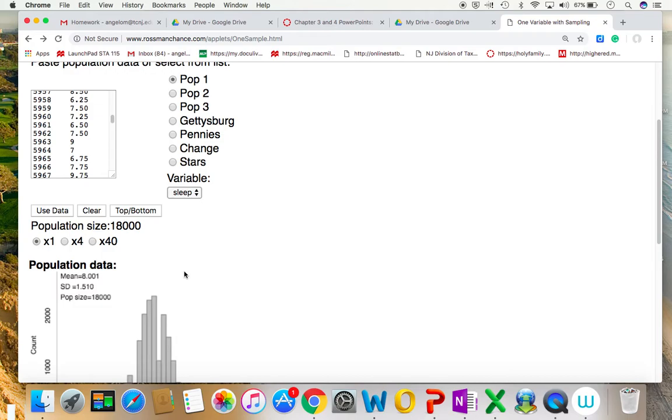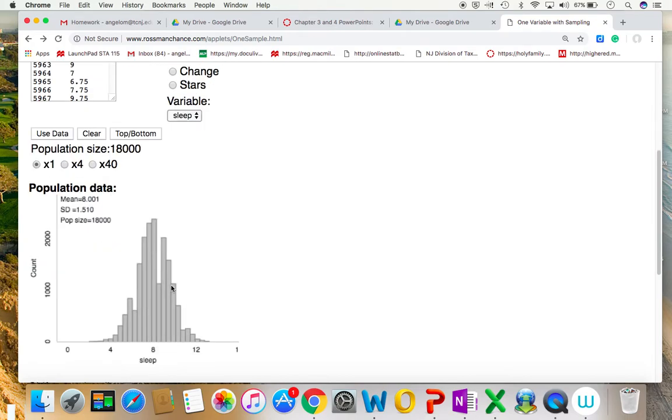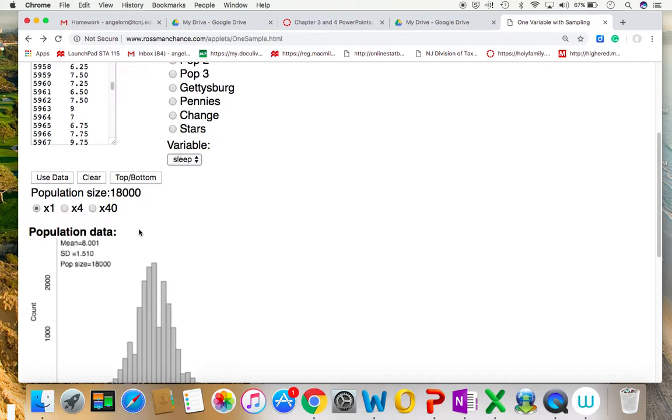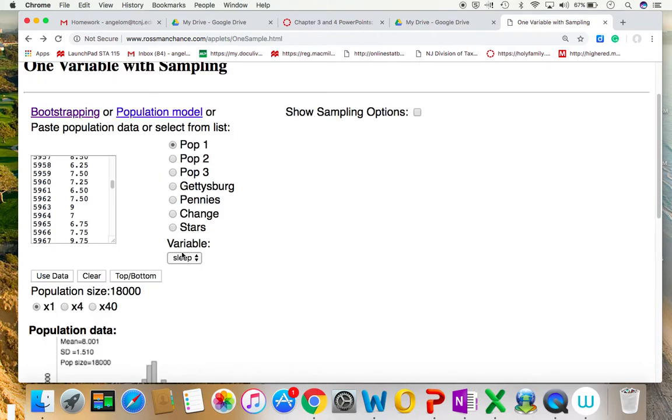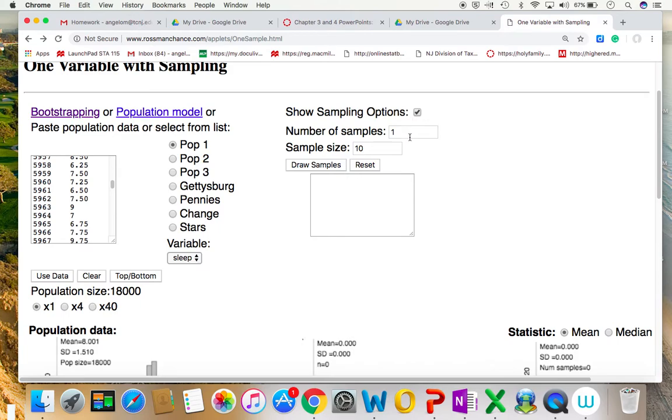Okay, now let's say we took a sample from this population. So let's say in an ideal world like we have here in Country Z, we interviewed every single person. We got their average sleep per night, and we documented that. But let's say we didn't have the time to do all that, and we only had the time to collect a sample and then use that to represent the population. Okay, so that's what we're going to do over here. We're going to show sampling options, and let's just say we drew one sample and the sample size was 10.